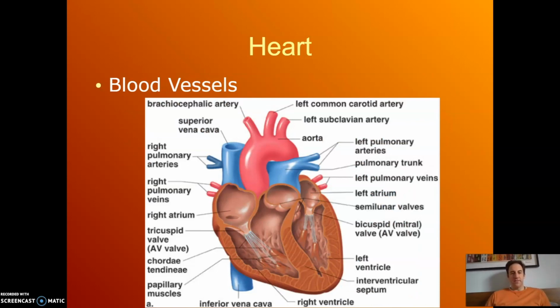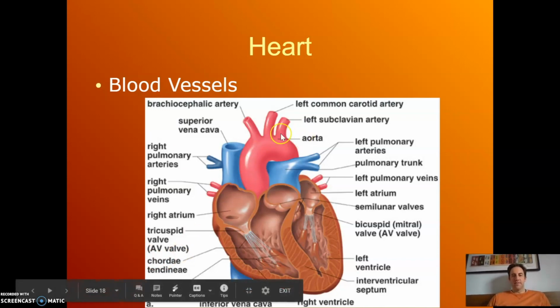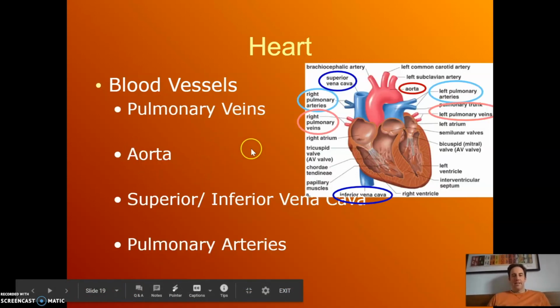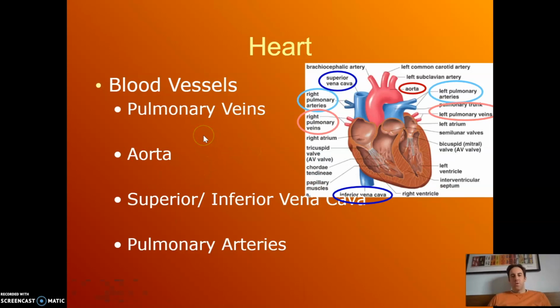Next, we have blood vessels in the heart, and there's a number of blood vessels going in and out. You can kind of see them all over the place. And let's just talk about what those are. So the pulmonary veins are these blood vessels right here that are coming from the lungs. So you can see them right here, and you can see them right there.